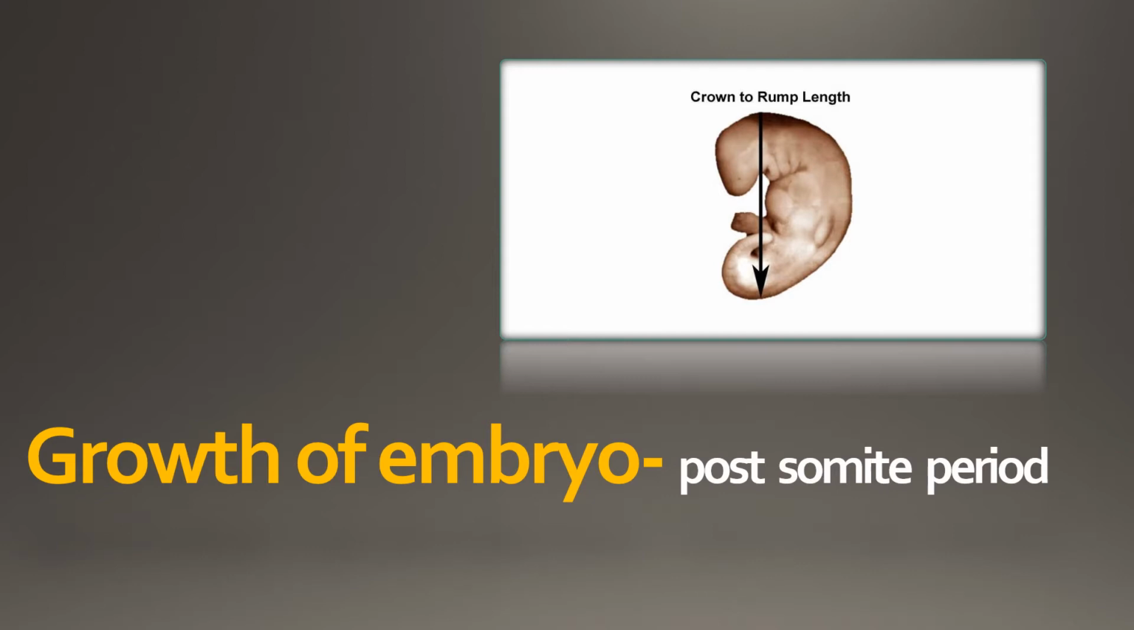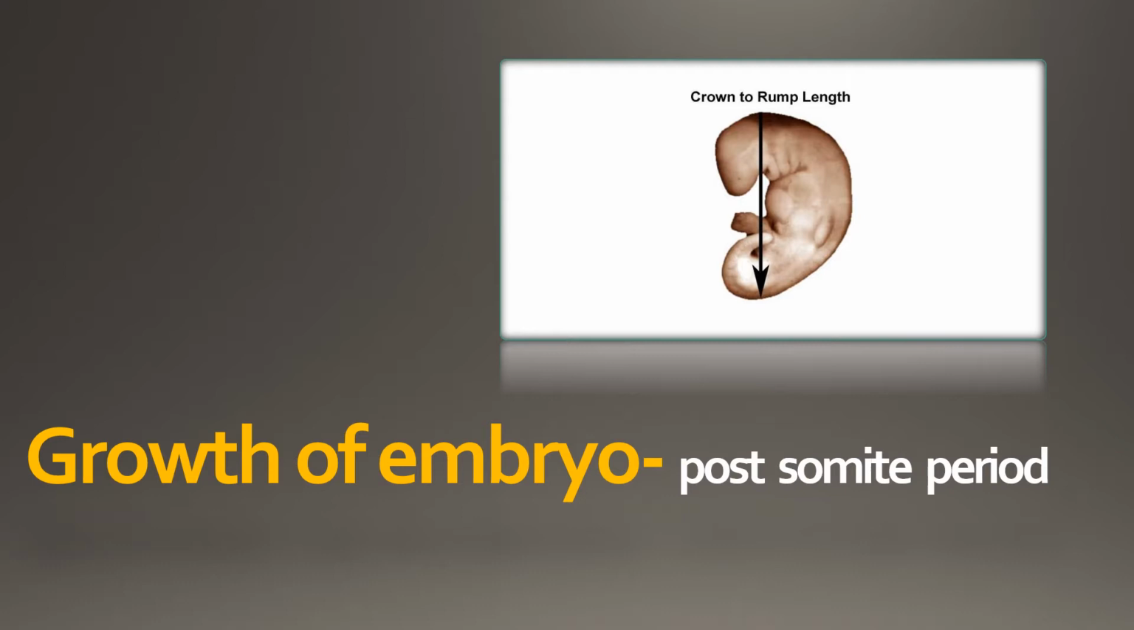Next is the post-somite period. In this post-somite period, we can calculate the crown to rump length. Crown to rump length is the length in the sitting position. How can we calculate this? We take the length from the vertex of the skull to the midpoint between the buttock region. This length gives the crown rump length of the embryo.